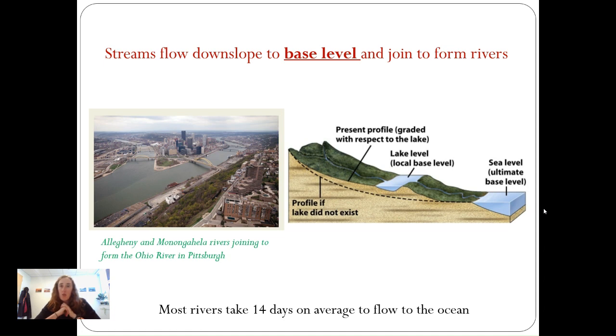So all drops of rain that fall somewhere on Earth's surface eventually flow to the ocean, and we just call that base level. There's kind of localized base levels, but the ultimate base level is what we call sea level. So we have small streams combine to form bigger streams, combine to form rivers, and then once a river makes it towards the ocean, it's usually quite large, quite wide. And on average, it takes about 14 days, once water falls as a drop of rain, for that drop of water to get to the river and then flow down the river towards the ocean. That takes about 2 weeks on average.